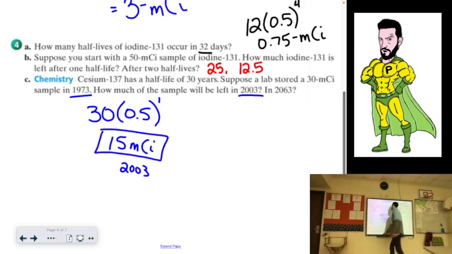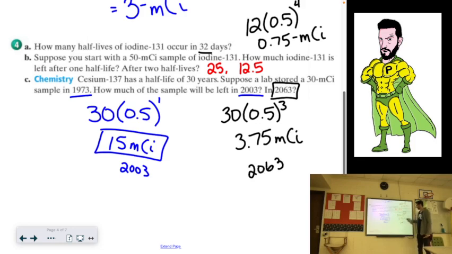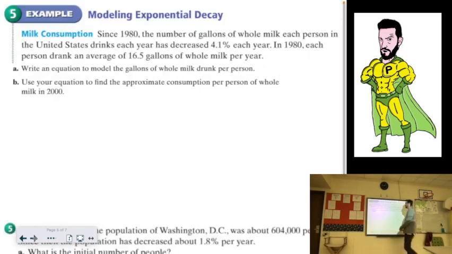Now we need to see how many half-lives passed between 1973 and 2063. If you subtract 2063 minus 1973, that's 90. And the half-life happens every 30. So how many 30s go into 90? 3. So there's going to be 3 half-lives here. 0.5 to the third times 30, 3.75 millicuries. That was in 2063. Man, thank goodness we have calculators.